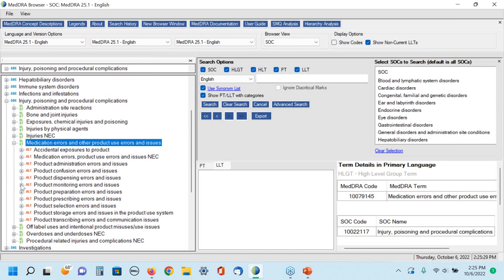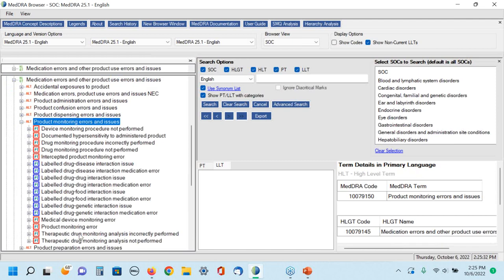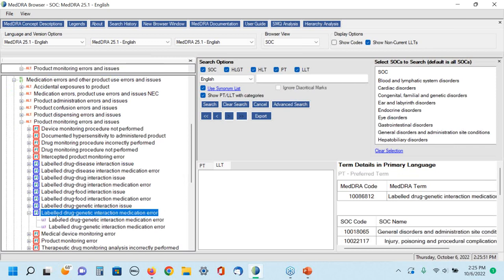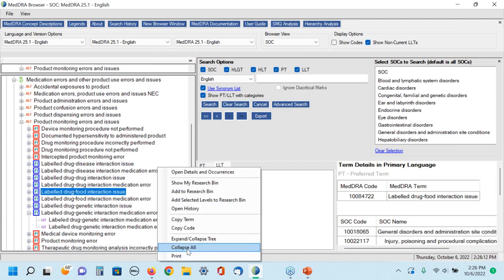When I start to look under product monitoring errors and issues, I begin to see a number of labeled problems here. And among that list of labeled problems is a labeled drug genetic interaction medication error. And we see two versions, two LLTs with labels spelled with one L and spelled with two L's. But to me, the label is where it tells you that the use of this drug in people with this particular genotype is contraindicated. So that's the monitoring error that went on, and that's at least one of the two LLTs that I would have selected.